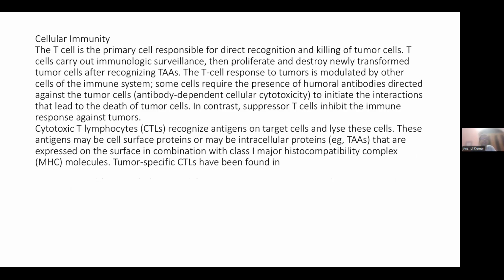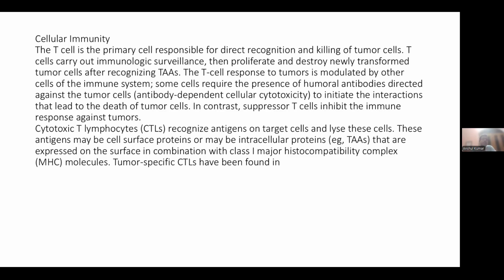Coming to cellular immunity, the T cell is the primary cell responsible for direct recognition and killing of tumor cells. As I already discussed, T cells carry out immunological surveillance, then proliferate and destroy newly transformed tumor cells after recognizing tumor-associated antigens. The T cell response to tumors is modulated by other cells of the immune system. Cells require the presence of humoral antibodies directed against the tumor cells to initiate the interactions that lead to the death of tumor cells. In contrast, suppressor T cells inhibit the immune response against tumors.